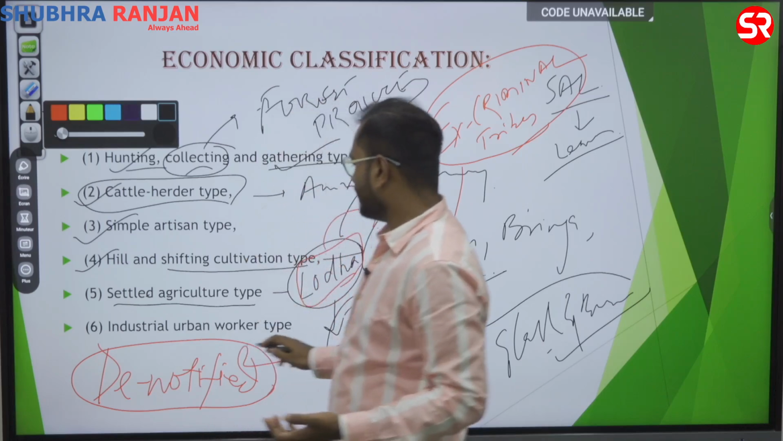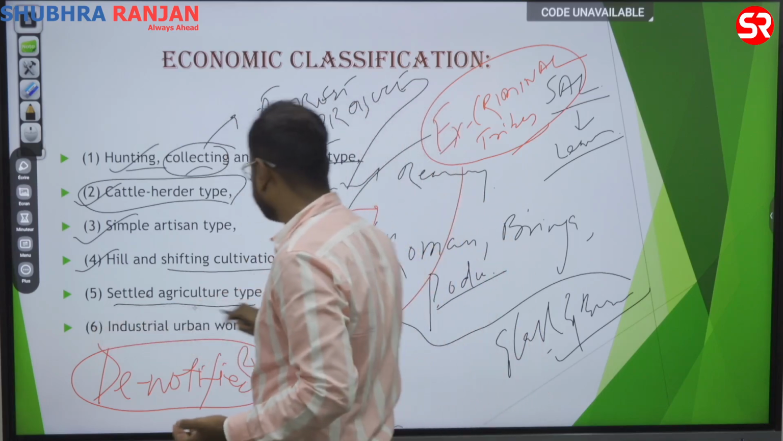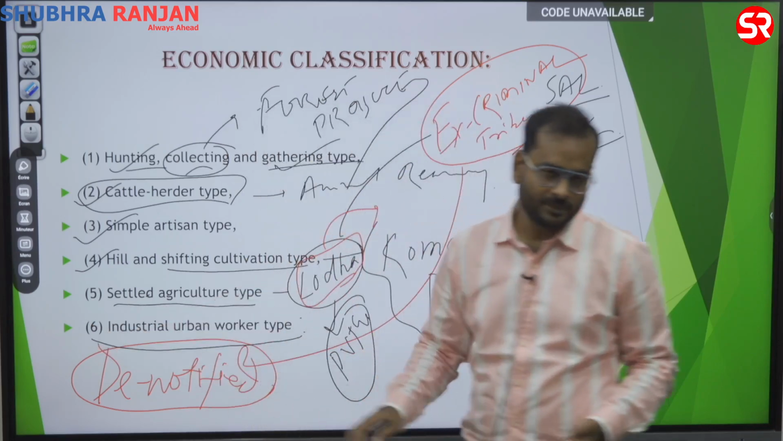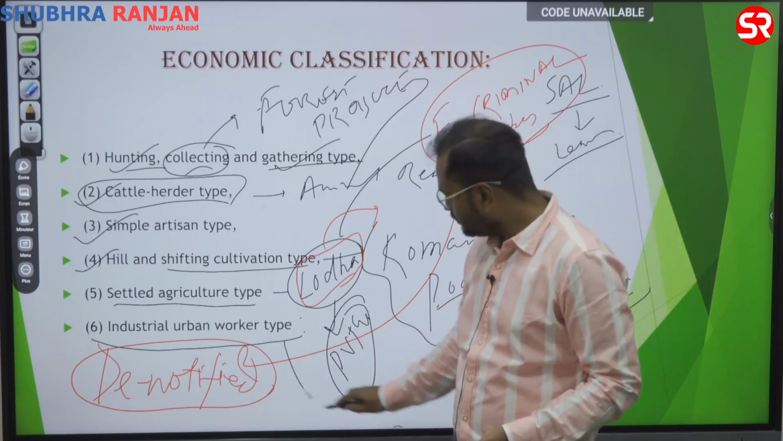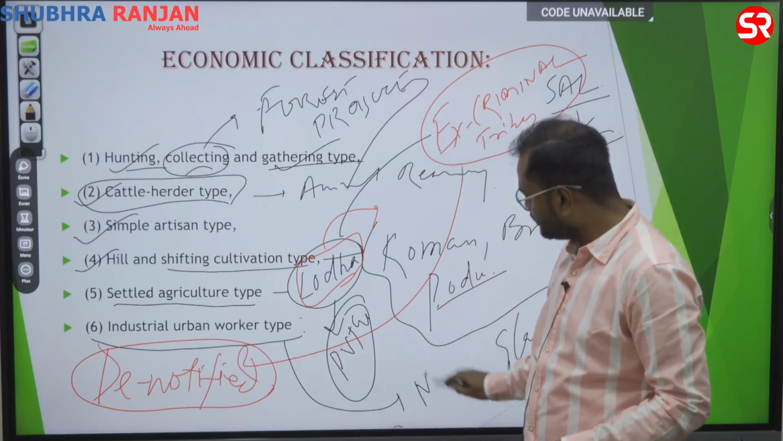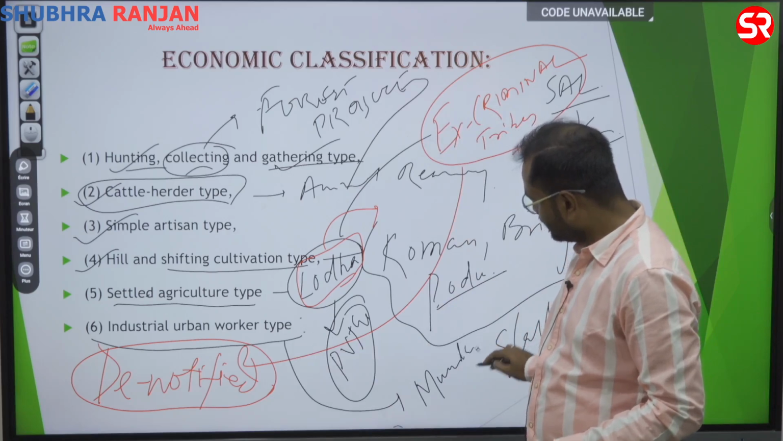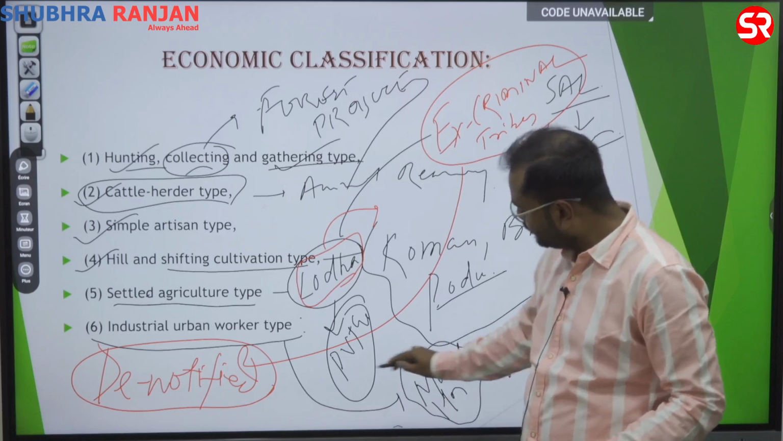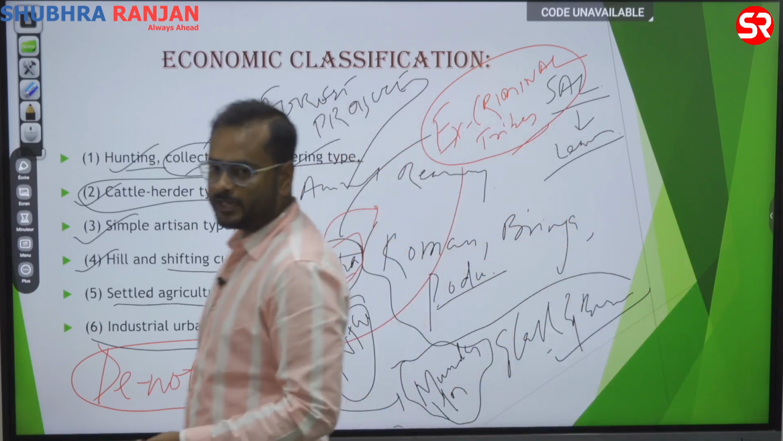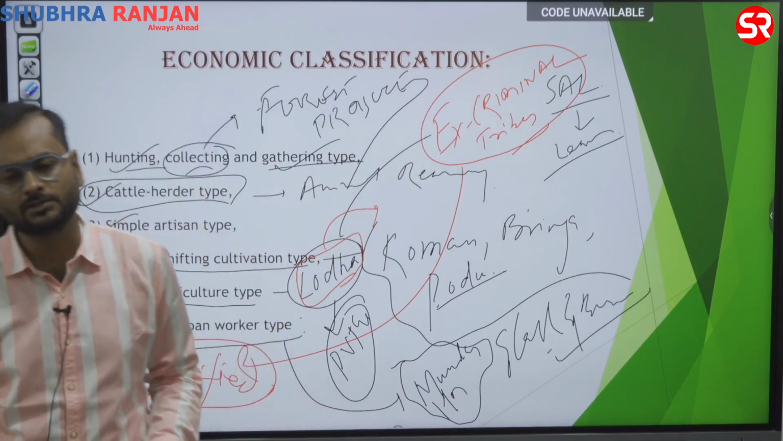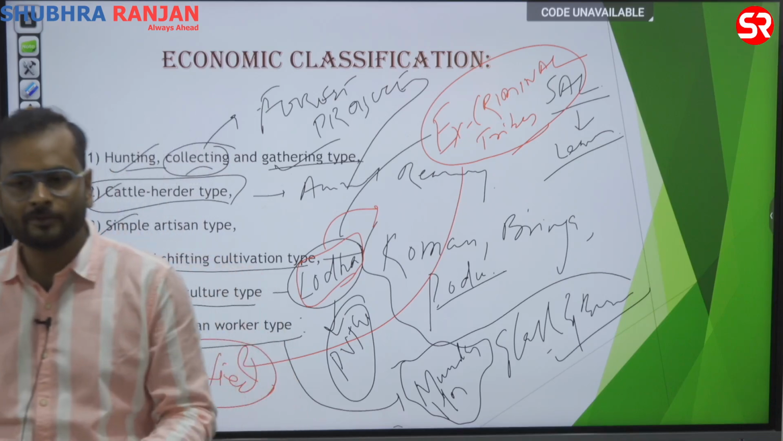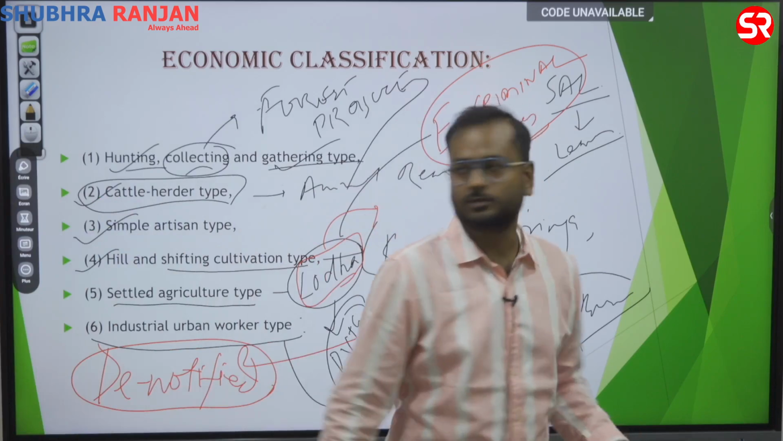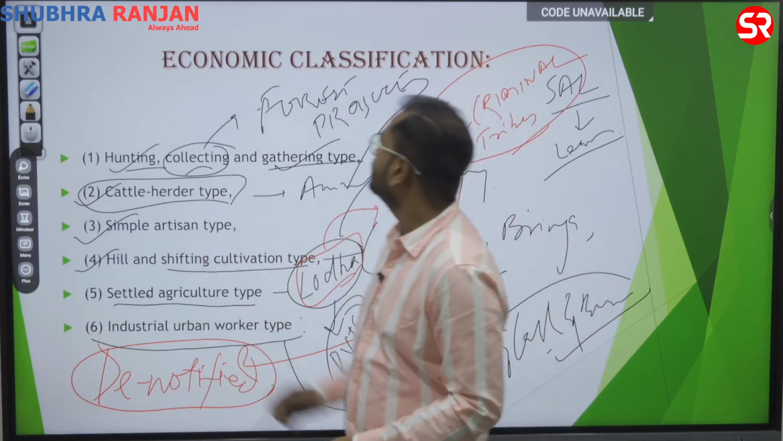Next, the last is the industrial worker type. Many a time I have stressed this fact that the industrial urban worker type is one such type, like the Munda tribes. These tribes are very famous, very popular industrial workers in the steel plants, in the coal mines, in the quarries of the Chota Nagpur Plateau. So this is one kind of economic classification.